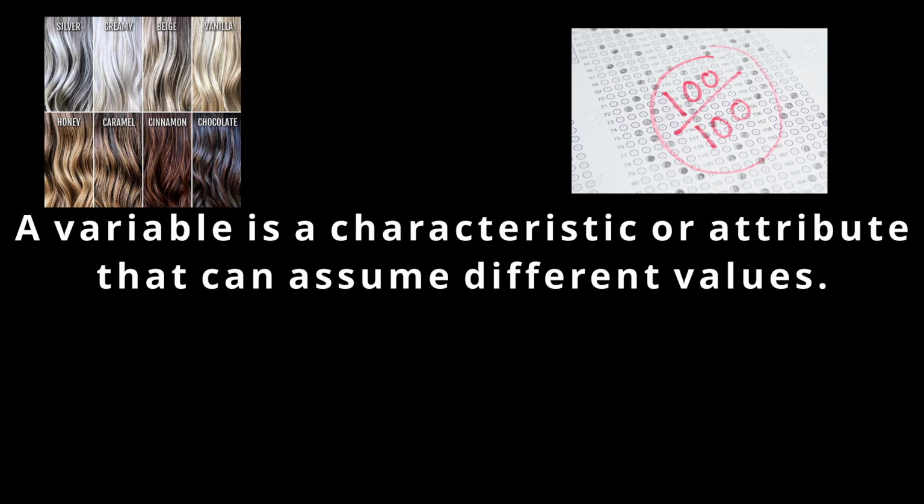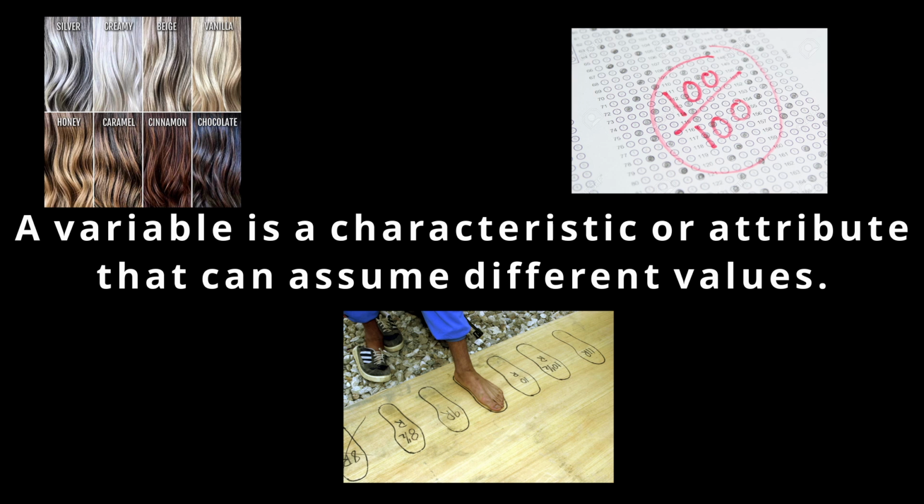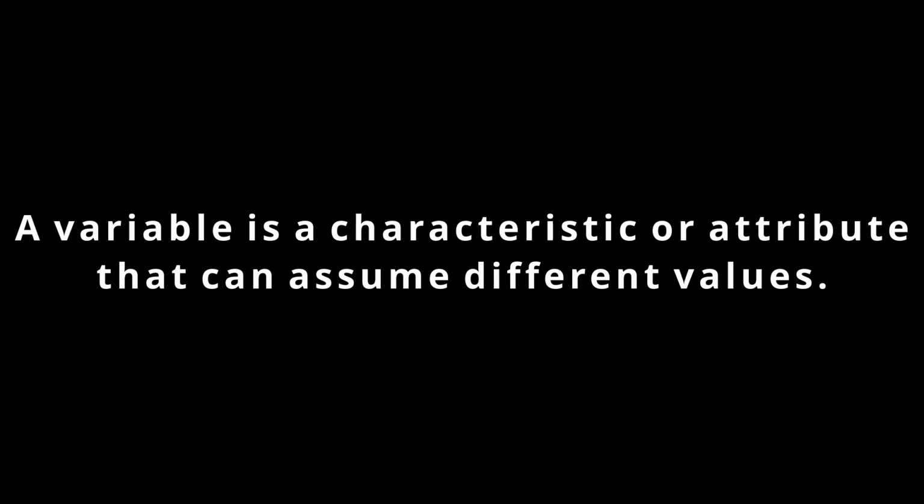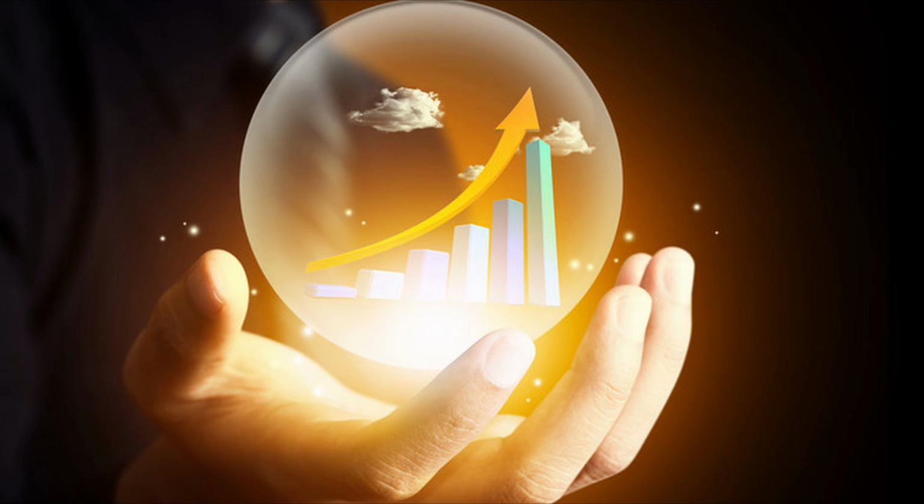Hair color, your score on a test, or your shoe size are all examples of variables. When we do statistics, it is often to predict something based on how variables behave.